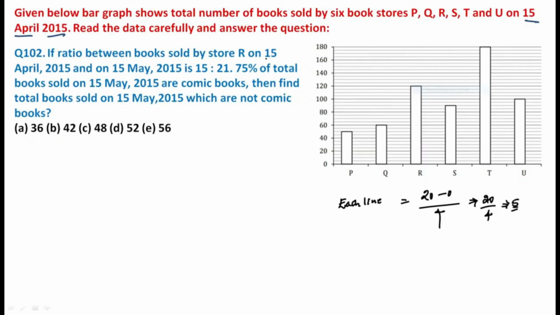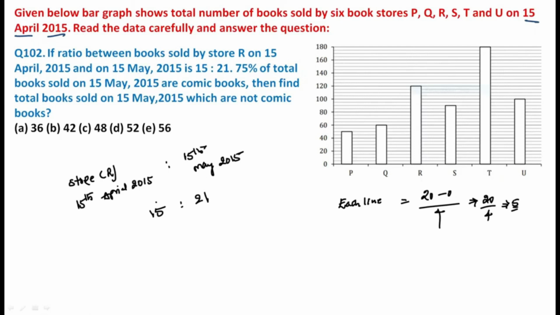The ratio between the books sold by the store on 15th April 2015 and, in the same way, on 15th May 2015, is given as 15 is to 21. Now the information is regarding 15th April 2015.